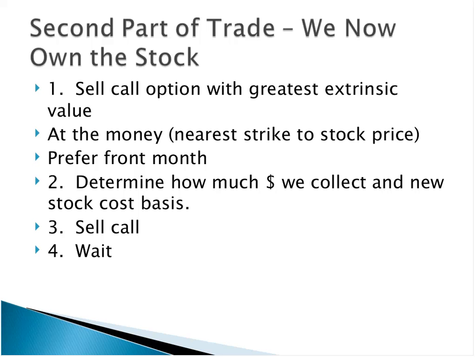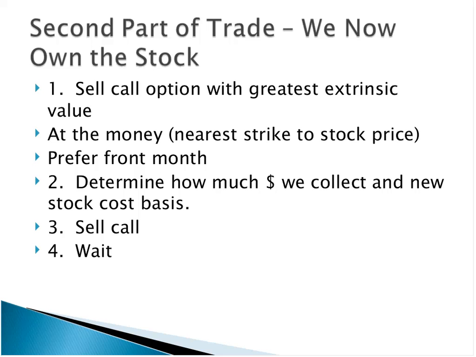Okay, step number 2, we determine how many dollars we collect, and now we add that to our new cost basis. So if we sell it for 50 cents, we basically determine that that money is ours to keep, and we can use that to lower our cost basis again. Step number 3, we obviously sold the call, and then we wait. We simply wait at this point. There's really nothing here to do. We've now established a covered call trade.